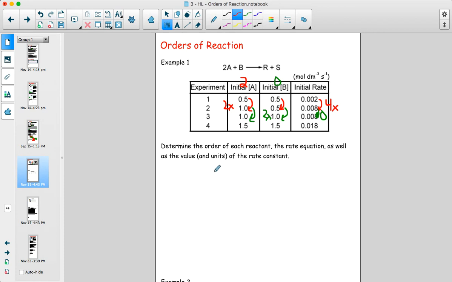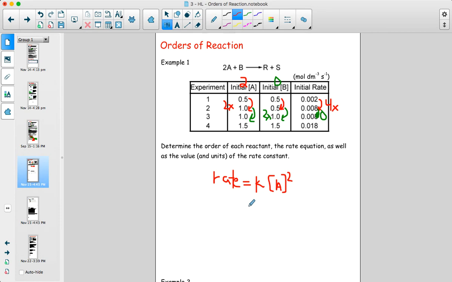And so overall, the rate expression would be rate equals K, and the only thing in our rate expression would end up being A squared. So that's a really ugly looking rate expression, but it does match this data. So B is actually not involved in the rate in any way. It's a zero order reactant, but this is our rate expression.